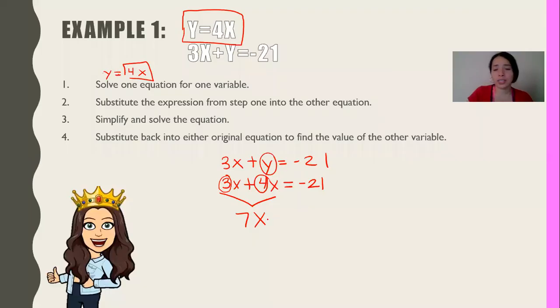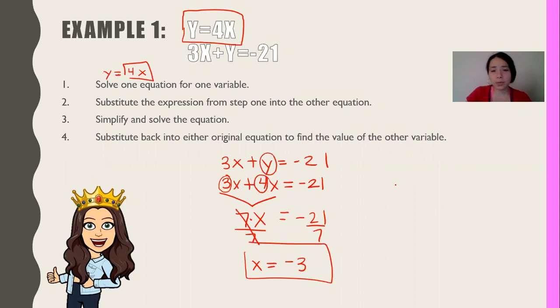So 3x plus 4x is 7x, equals negative 21. And then here, remember something we worked on in class is to get x by itself. If this is multiplication, we're going to go ahead and divide each side by 7. And that leaves us with negative 21 divided by 7 is negative 3. So we know what x is equal to.